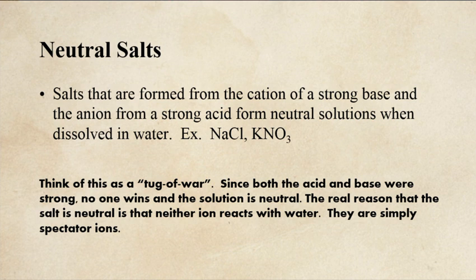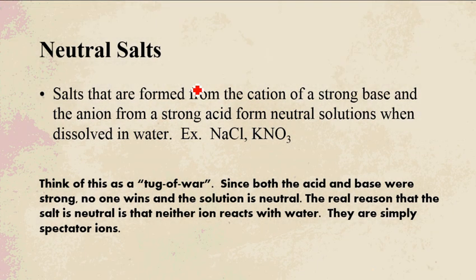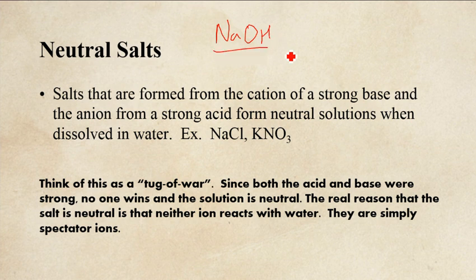So the first type I want to talk about is neutral salt. Neutral salts are salts formed from the cation of a strong base and the anion of a strong acid. And the way I write that in my brain when I see this salt is I simply say, well, sodium as a cation making a base would be sodium hydroxide, and the chloride would make hydrochloric acid. These are both strong. In other words, these ions are going to stay in ion form. Nothing's going to bind.